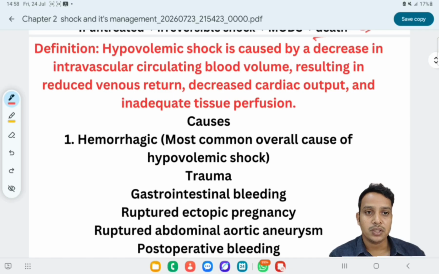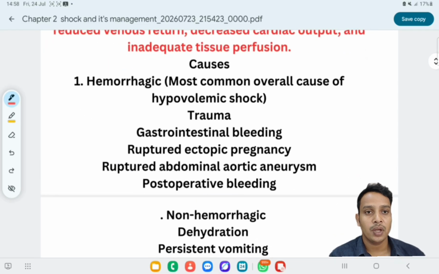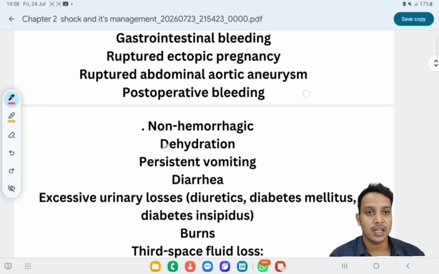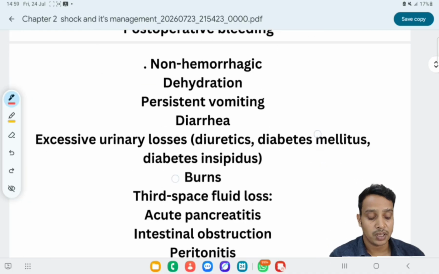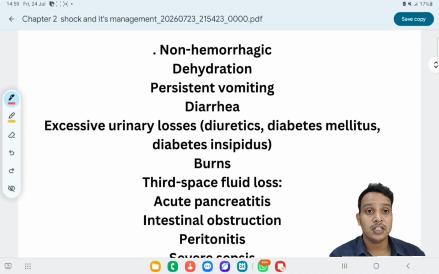Non-hemorrhagic causes include dehydration related to persistent vomiting, persistent diarrhea in cases of acute obstruction, paralytic ileus, or gastroenteritis, or excessive urinary loss, which is seen in patients on diuretic treatment, or patients with diabetes mellitus or diabetes insipidus. There are also third space losses, which happen in burns patients, and in cases of acute pancreatitis, peritonitis, and severe sepsis. So these are the causes of non-hemorrhagic shock.